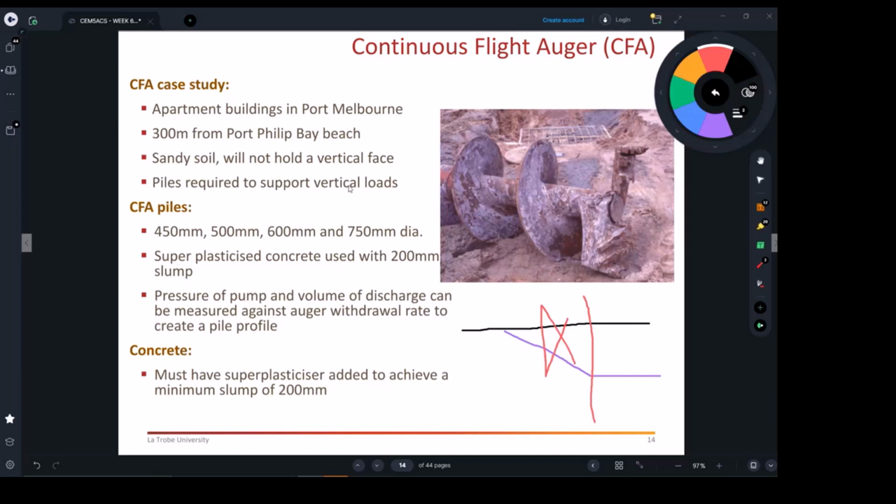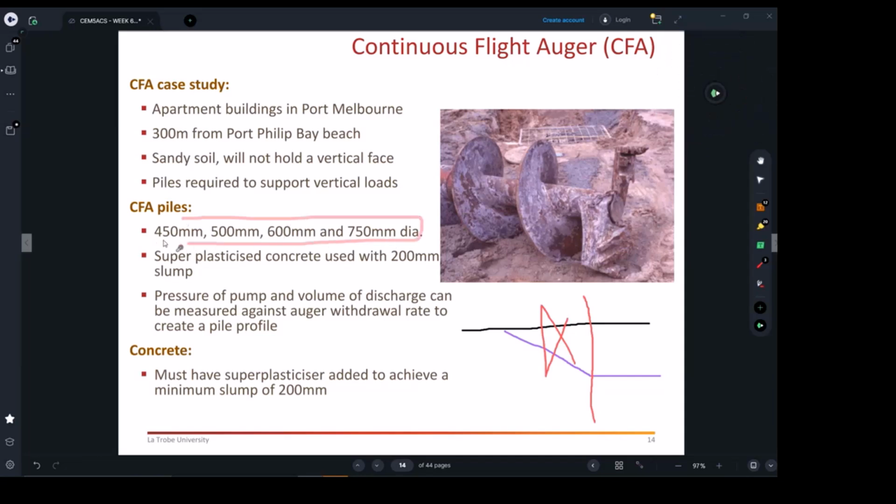For this project, the piles seem to be required to support vertical loads, so it's not for a retention system, just for vertical loads. That's what we have here. All right, let's see what else we can know. The piles that were used were 450, 500, 600, which, as we said, come in different sizes depending on the design engineer.